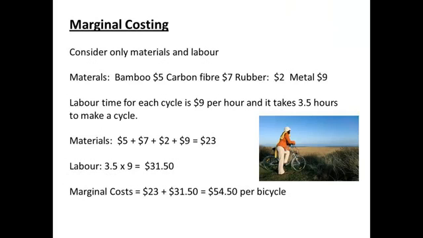The total for materials becomes $5 for bamboo plus $7 for carbon fibre plus $2 for rubber and $9 for metal, giving a total of $23. For labour, we multiply the hours by the cost per hour, so 3.5 times 9 gives us $31.50. This gives a total for marginal costing of $54.50 for each bicycle produced.